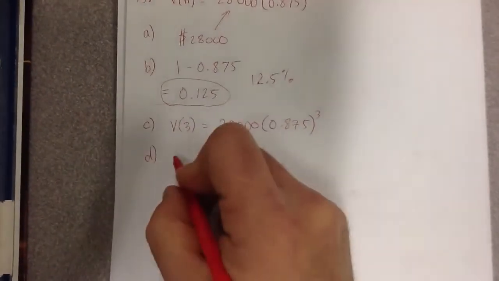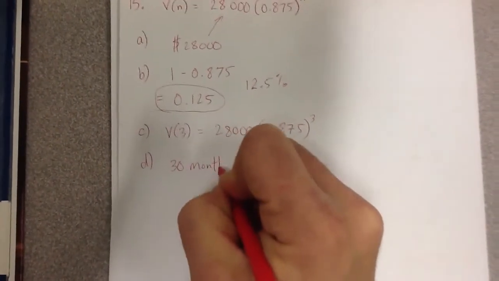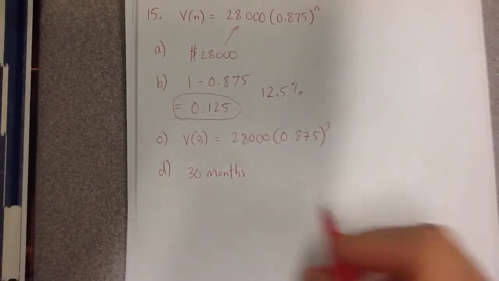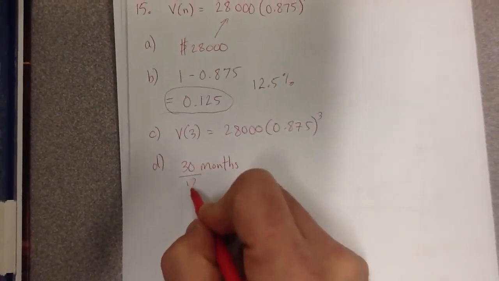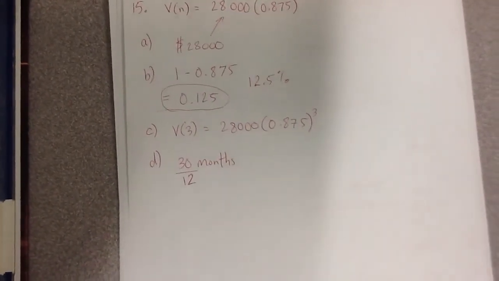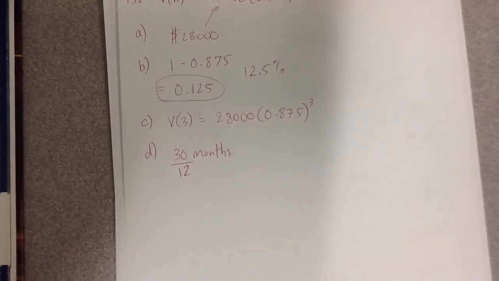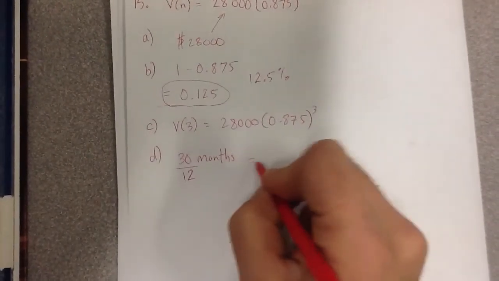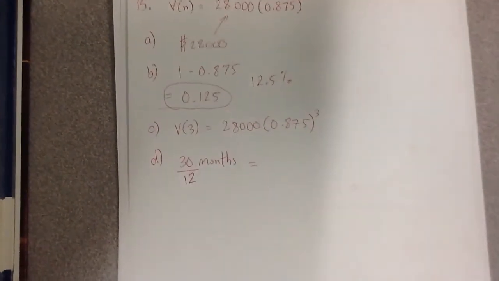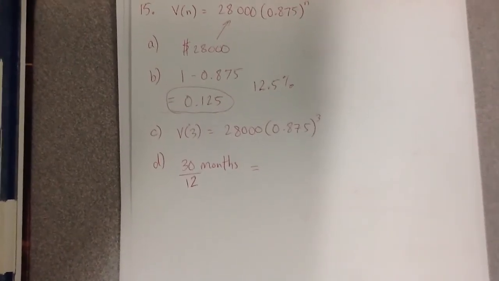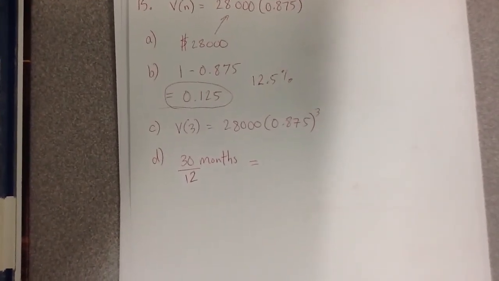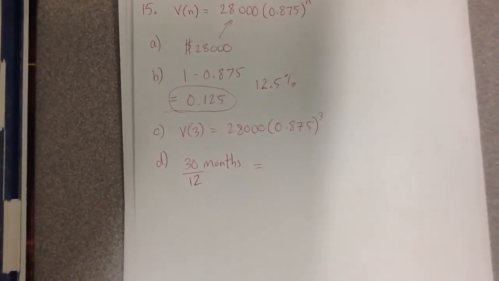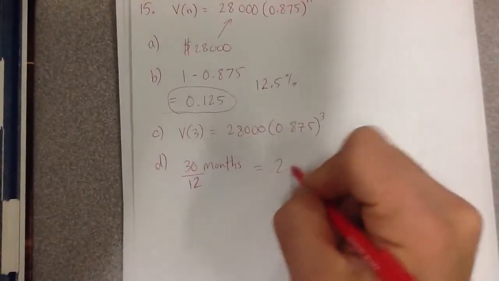Now, 30 months, how do you convert that into years? In order to convert months into years, you have to divide by 12. Okay, so 30 months divided by 12, and this will give you how many years. You can either leave that as a fraction, or you can write it as a decimal. Either way is fine. So if you actually do 30 divided by 12, you're going to get 2.5 years.